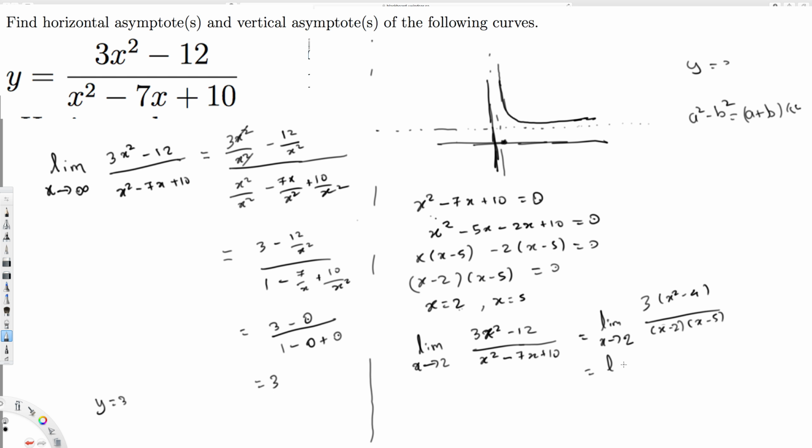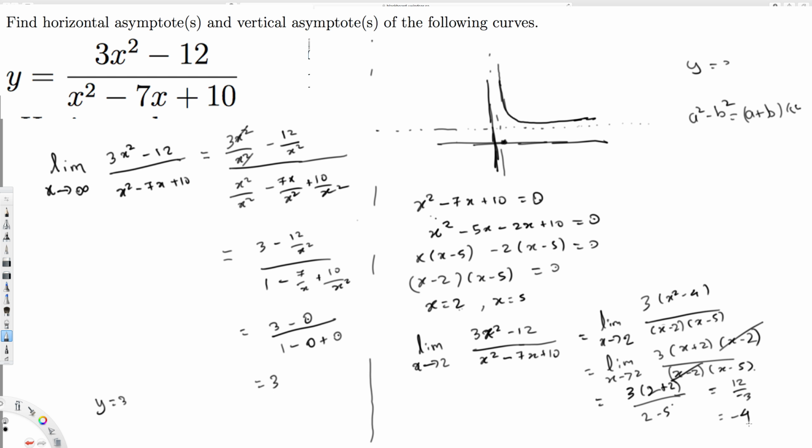So it becomes limit x approaches 2, 3 times x plus 2, x minus 2 over x minus 2, x minus 5. If you see, we have x minus 2 in the top and x minus 2 in the bottom. We can cancel both of them. If I cancel, I will get 3 times x plus 2 over x minus 5. Now if I substitute 2, let's see what will happen. 3 times 2 plus 2 over 2 minus 5. So 3 times 2 plus 2 is going to be 12, 12 over minus 3.